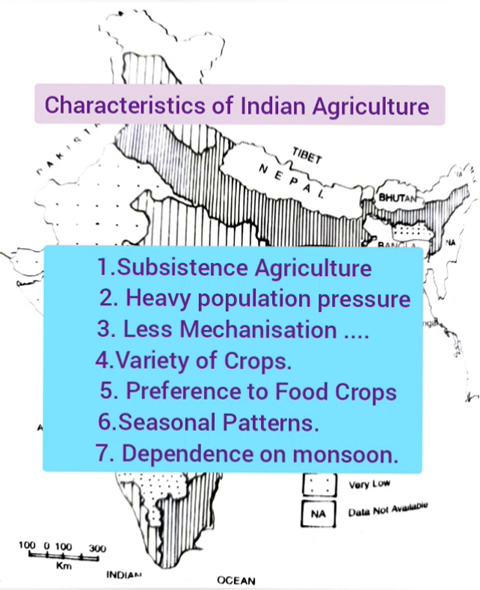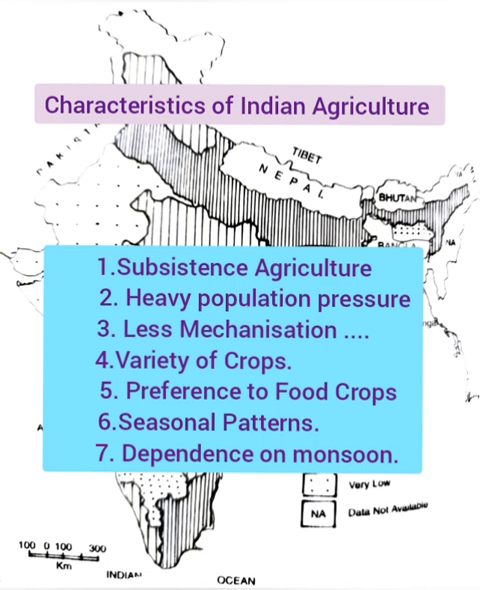Variety of crops, as India has both tropical and temperate types of climate, so a variety of crops exist here. Preference to food crops. Agriculture has to feed the large population, so there is a preference for food crops. Seasonal patterns. India has three different cropping seasons: Kharif, Rabi and Zaid.